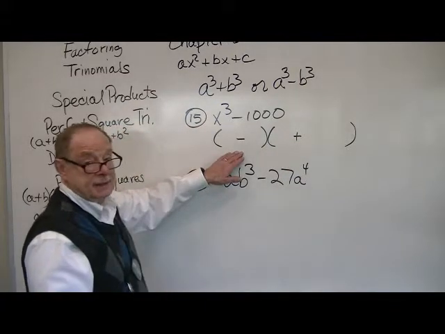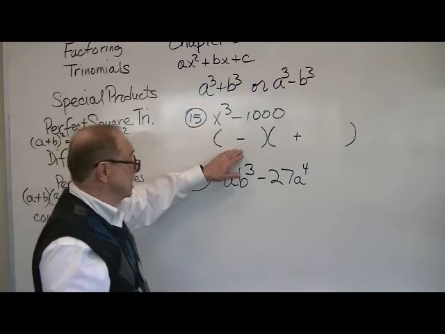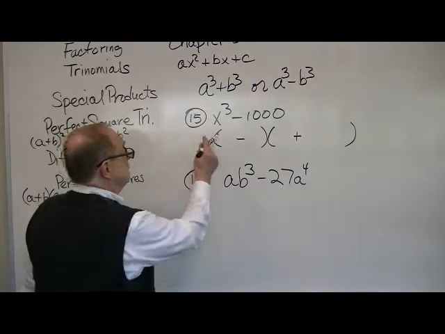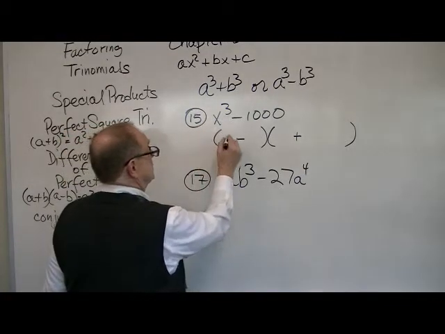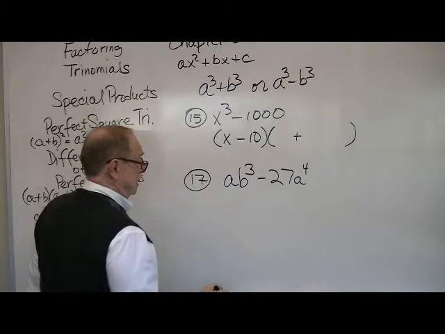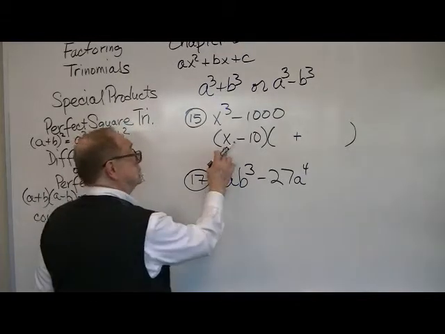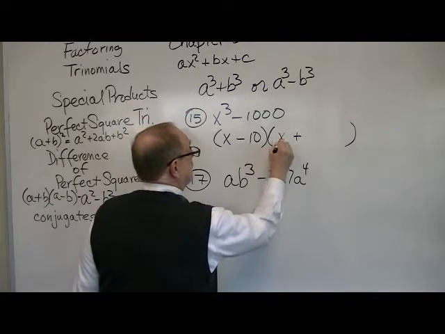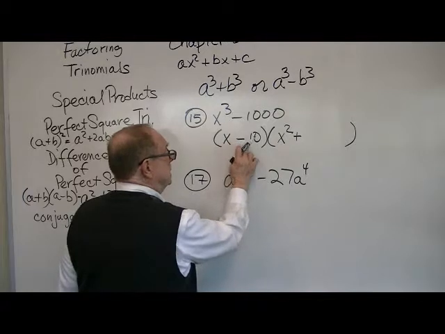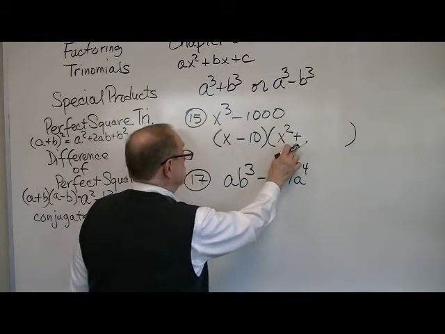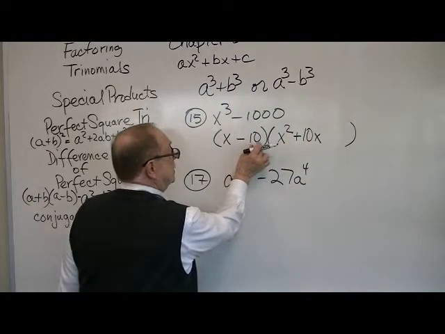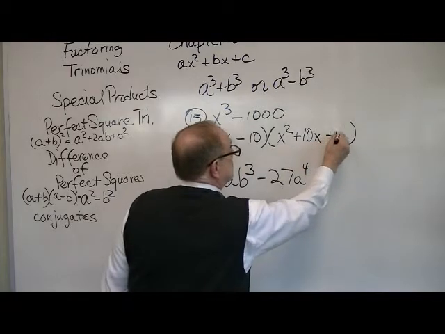So setting up the signs is critical, and this is something you're going to have to memorize, or at least for part of the time use your notes. Then you take the cube root of this, which is x, and the cube root of that, which is 10. Next stage was to square this first term, then multiply these terms together, disregarding that sign, because this sign takes precedence. This becomes 10x. And then you square that last term, that becomes 100.